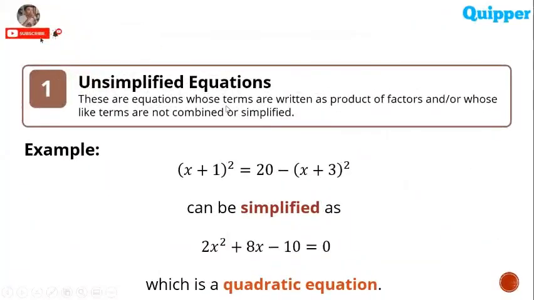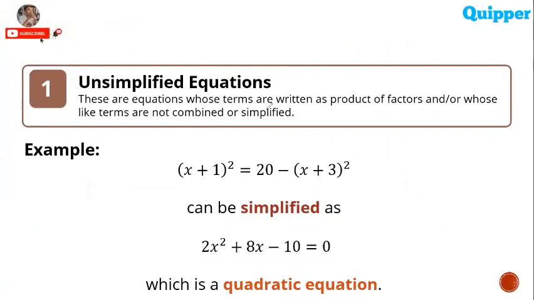Let us first define unsimplified equations. These are equations whose terms are written as product of factors and/or whose like terms are not combined or simplified. For example, we have the quantity of x plus 1 squared equals 20 minus the quantity of x plus 3 squared. It can be simplified as 2x squared plus 8x minus 10 equals 0, which is a quadratic equation.